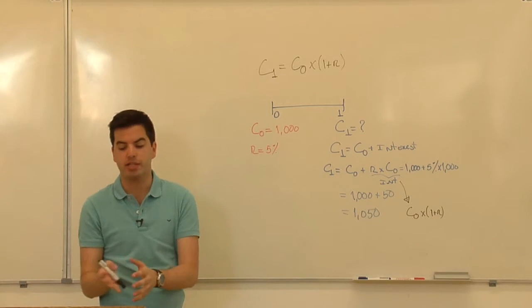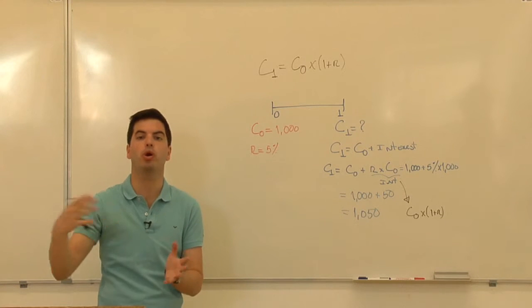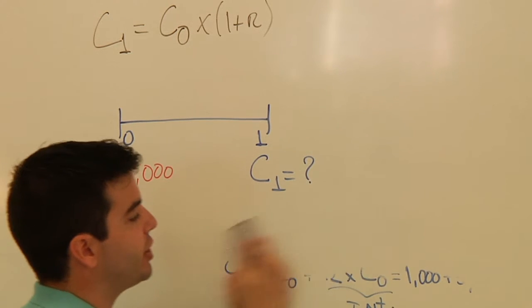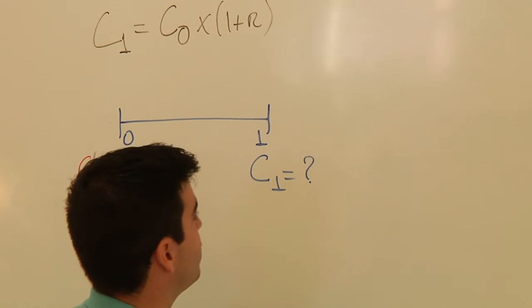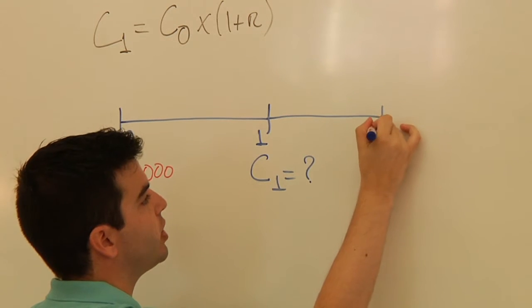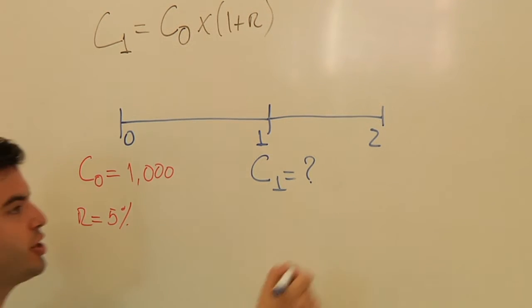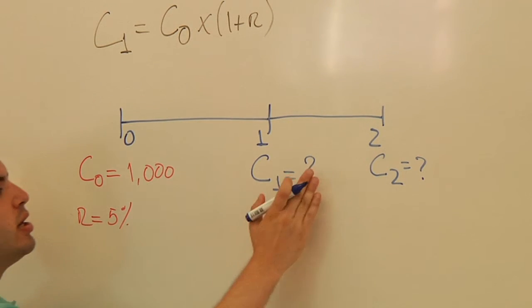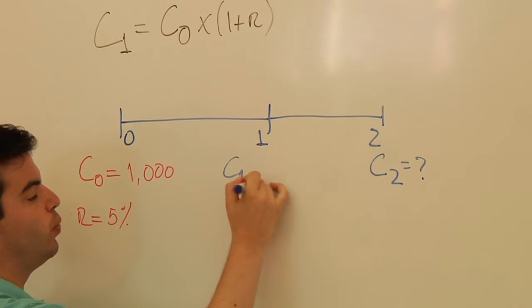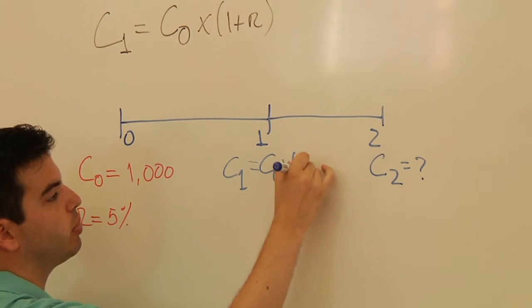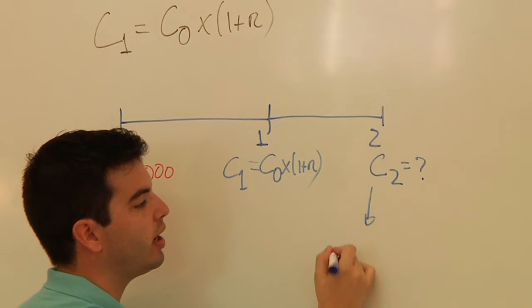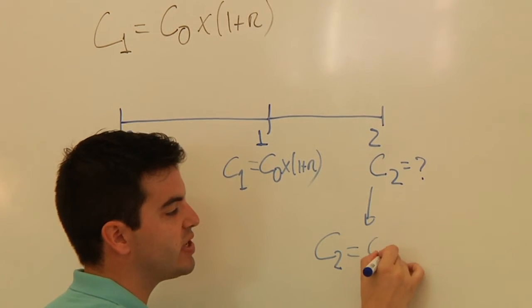Now, you may invest for a different time period. You may invest for more years. Let's see what happens when we invest for 2 years. When we invest for 2 years, we have one extra period. Now the question is, how much is C2? We already know that C1 is C0 times 1 plus R. This is what we saw with the previous steps. Now we want to do a similar thing and get the value of C2. And we use the same approach.